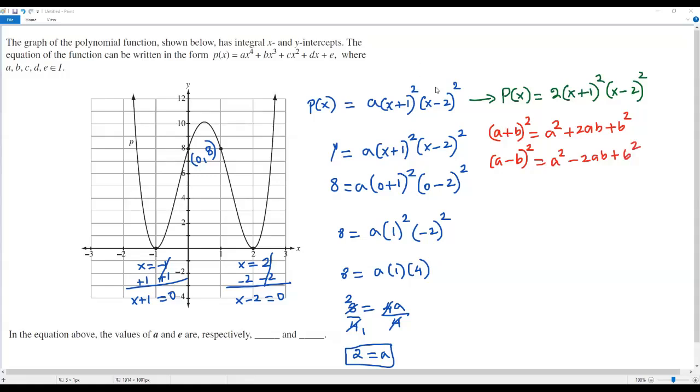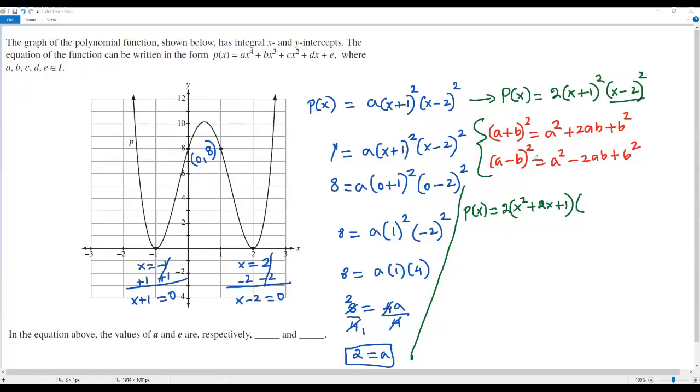Now let me use the two algebraic identities to get the expansion of the squares of the binomials (x + 1) the whole square and (x - 2) the whole square. So p of x equals 2 times. This is in the form of (a + b) the whole square, whose expansion is a square + 2ab + b square. The same expansion we can take for this one, but in place of a we have x, and in place of b we have 1. So we replace a by x and b by 1. So x square + 2x + 1. This is the expansion of (x + 1) the whole square.